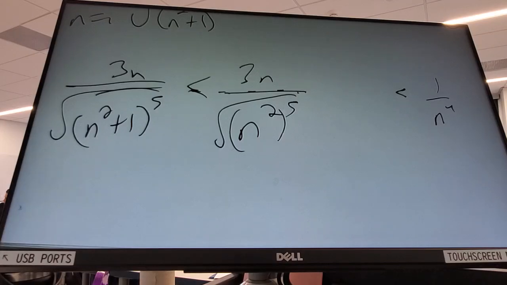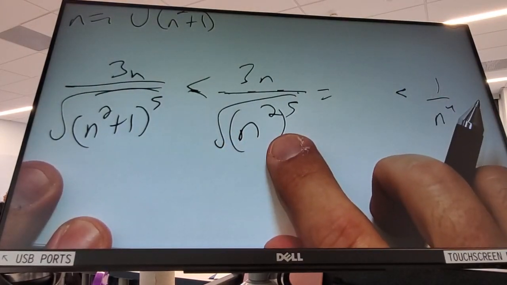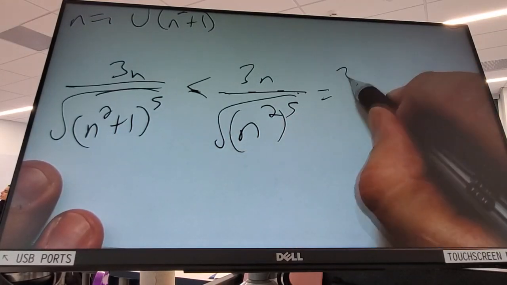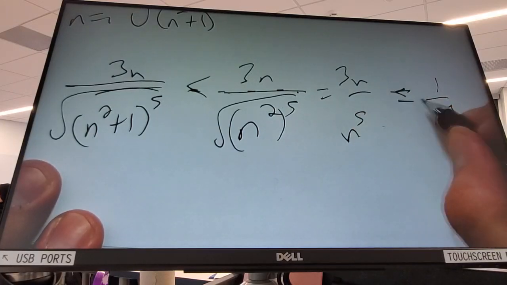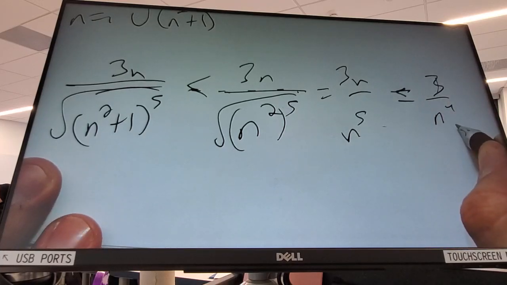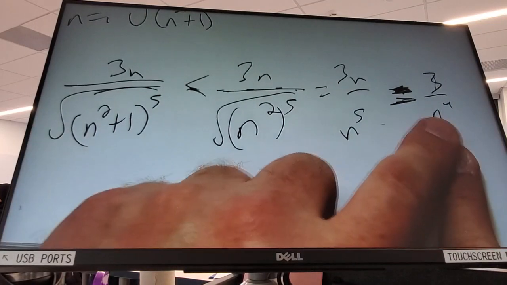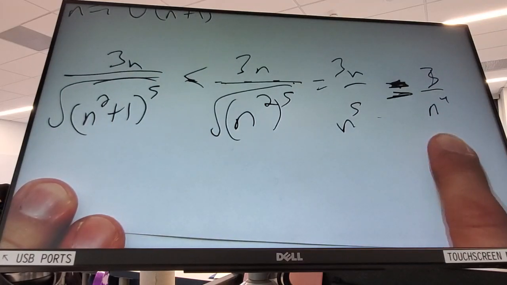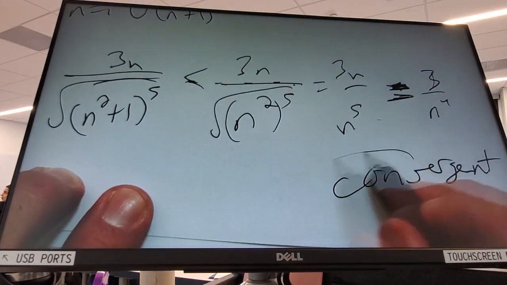Now to be honest, we're there. To do what we did earlier a different way, what's the square root of n squared? Square root of n squared? N to the 5th power. So that's equal to this. And what is that equal to? 3 over n to the 4th, yes? So this, sorry, this is trying to be an equal sign now. This is bigger than this, yes? And what does this guy do? Converges. So what does our function do, or what does our series do? Converges.